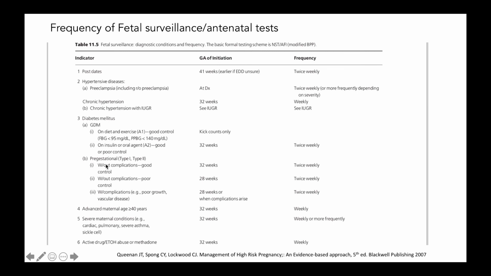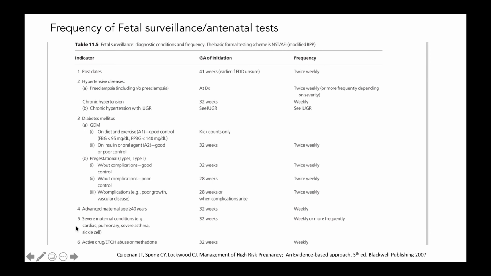If the patient has pregestational diabetes without complications, meaning she has good sugar control, then the initiation of antenatal test would be around 32 weeks, and we do this twice weekly. However, if she has pregestational diabetes but with poor sugar control, then the initiation of fetal surveillance will be earlier at 28 weeks, and we do this twice weekly. For patients with advanced maternal age, greater than or equal to 40 years old, initiation of fetal surveillance test will be at 32 weeks, and we do this weekly.